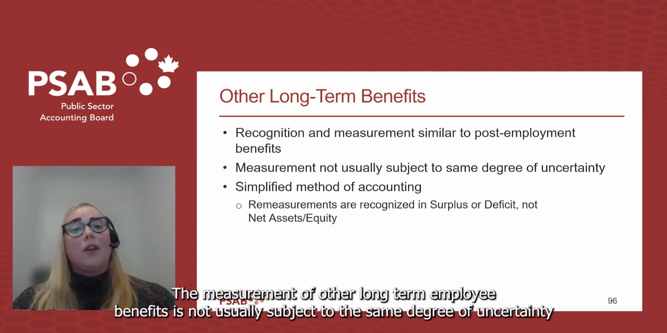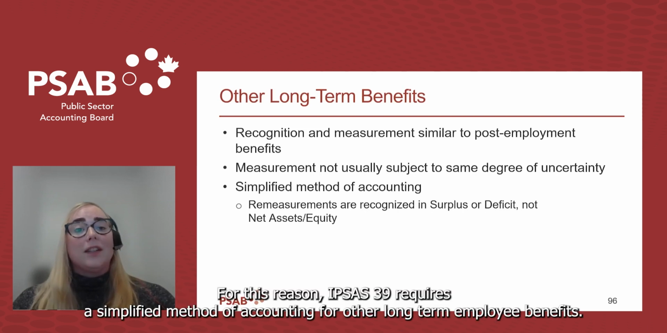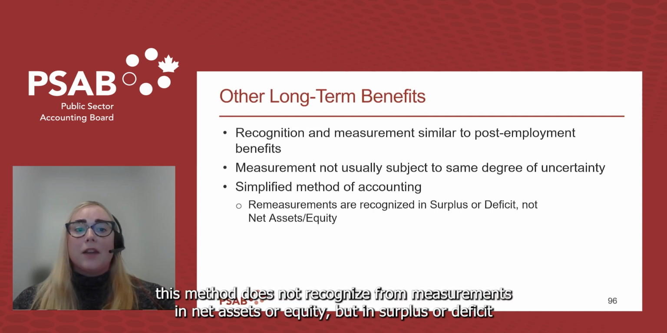The measurement of other long-term employee benefits is not usually subject to the same degree of uncertainty as the measurement of post-employment benefits. For this reason, IPSAS 39 requires a simplified method of accounting for other long-term employee benefits. Unlike accounting required for post-employment benefits, this method does not recognize remeasurements in net assets or equity, but in surplus or deficit.